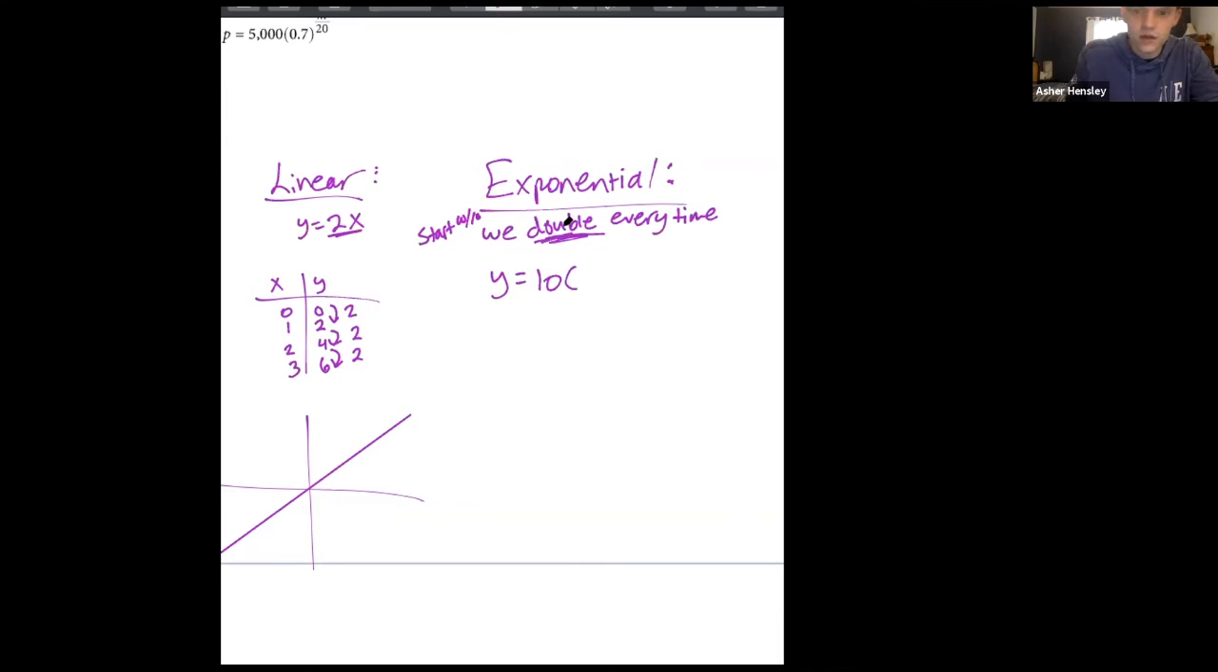Our rate, if we're doubling, is going to be what? Feel free to drop that in the chat. If we're doubling, what is our rate? What do you guys think it is? Two. Nice. Perfect. So if we're doubling, our rate is 2, and we're going to call this x.